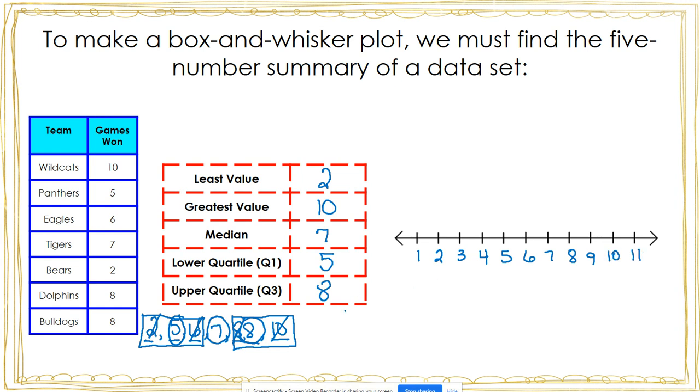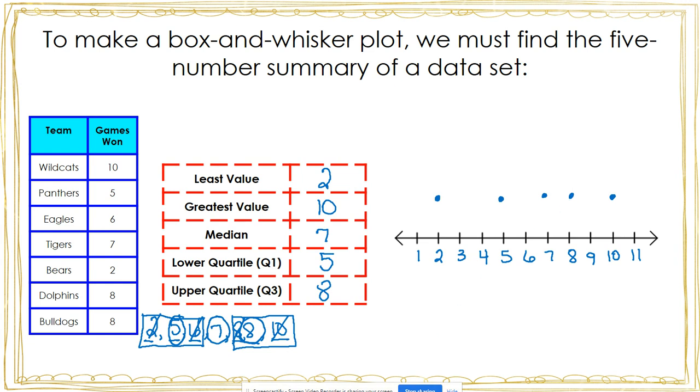Now I'm just going to plot all of these numbers on my number line. To do this, I typically just go in order and all I do is put a point. So I'm going to put a point at 2 to represent my least value. Then I'm going to put a point at 10 to represent my greatest value. I'm going to put a point at 7 to represent my median. And I'm going to put a point at 5 to represent my lower quartile. And finally, a point at 8 to represent my upper quartile.